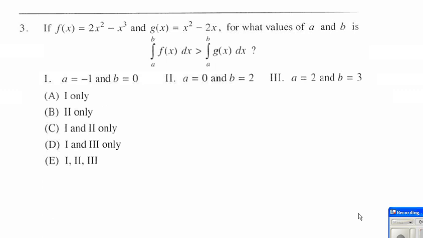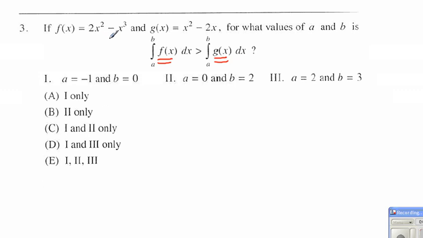Hello class, this is the last video for the review. Now, here we realize that this expression has to be greater than this expression. That simply means that the y values from here have to be greater than y values from here. So let us try to look into it.